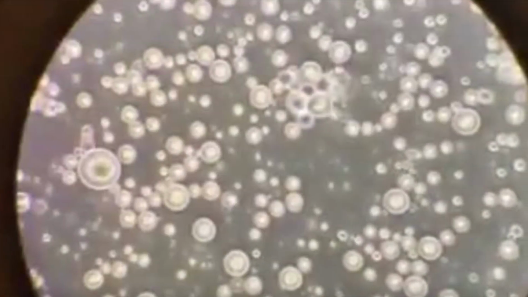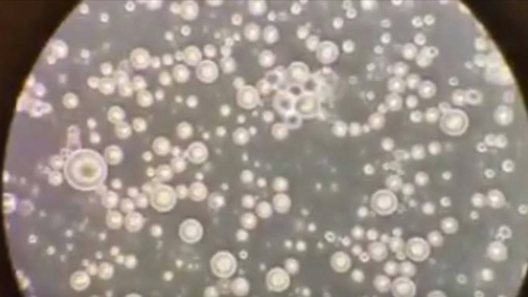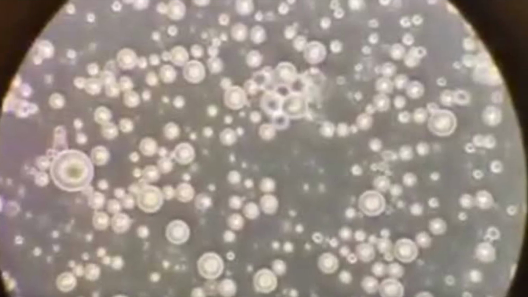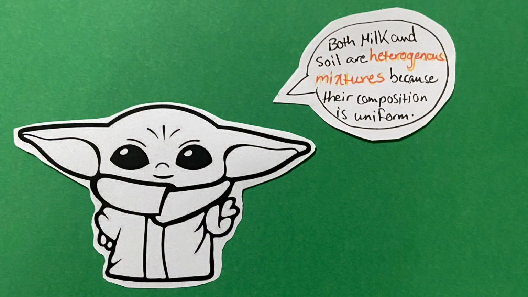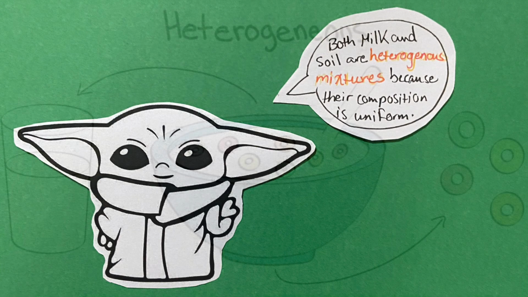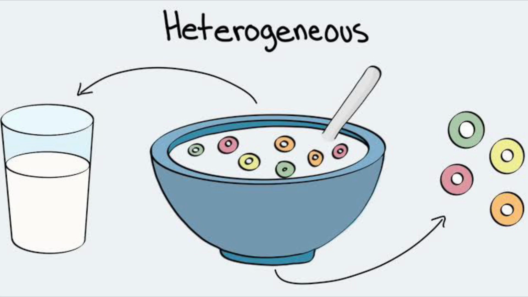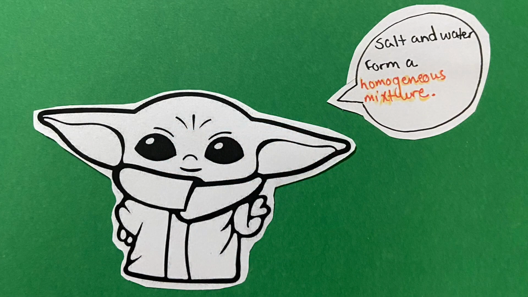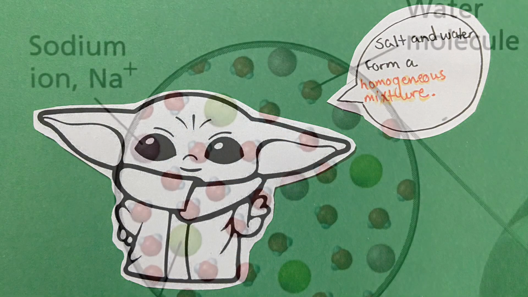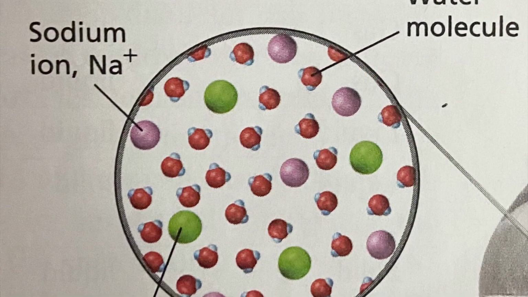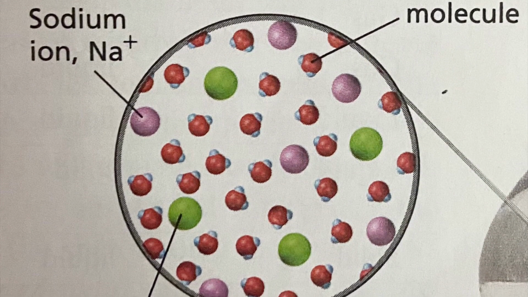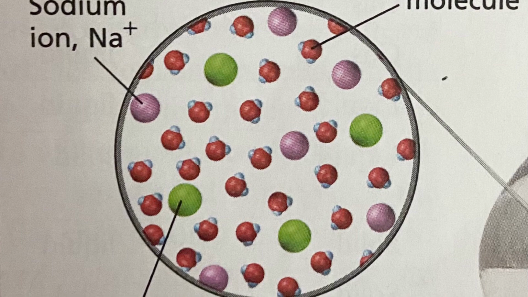If you look at milk under a microscope, you can see round lipid droplets and irregularly shaped protein particles. Both milk and soil are heterogeneous mixtures because their composition is not uniform. In a heterogeneous mixture, the components of the mixture are blended together, but you can still distinguish the components. Salt and water form a homogeneous mixture. The sodium and chlorine ions are interspread among the water molecules, and the mixture appears uniform.